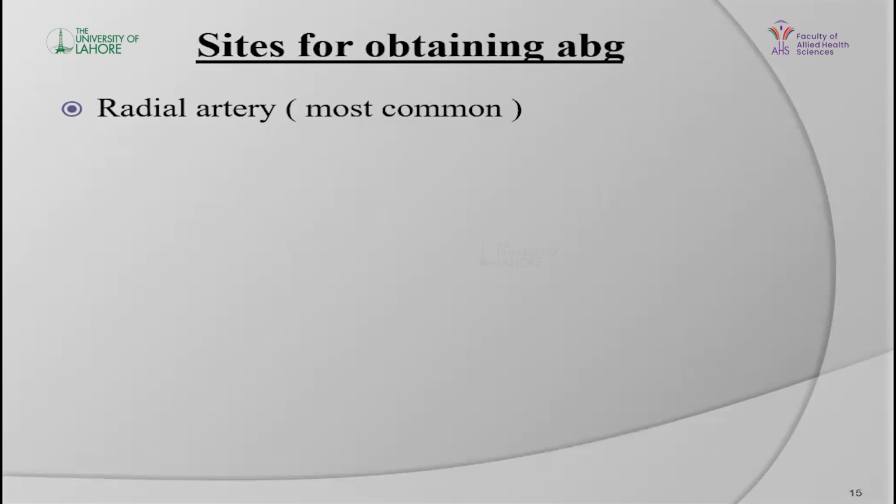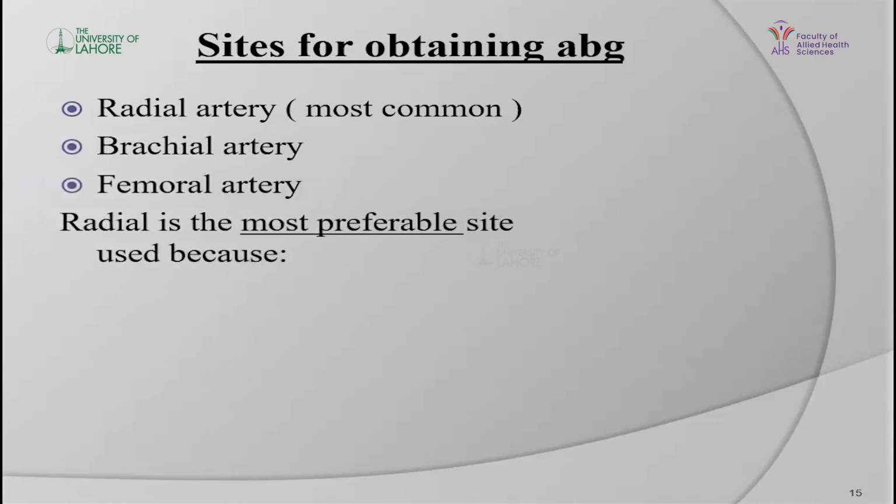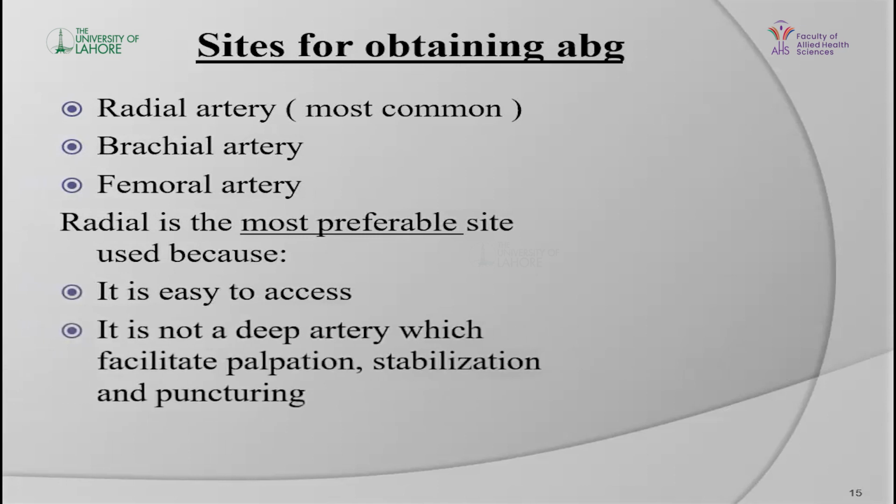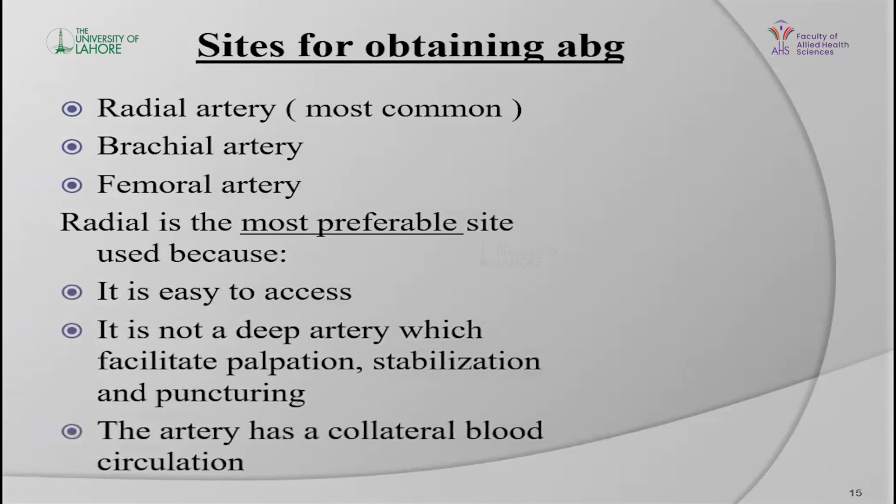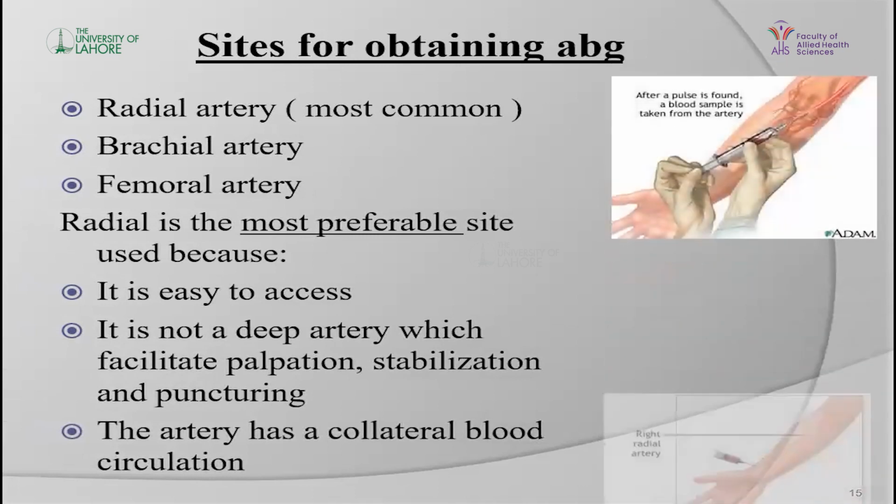To draw an ABG sample, the most preferable site is the radial artery because it is a superficial artery and it has a collateral circulation. We can also take the sample from the brachial artery and femoral artery. The radial artery is the most preferable site because it is easy to access, it is not a deep artery, and it has a dual circulation and a collateral circulation.